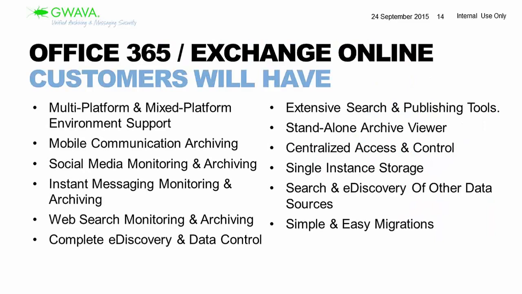Specifically for Office 365 and Exchange, we talked about some of these things already, but you have the multi-platform and mixed platform environment support, the mobile, the social media, the instant messaging, the web search. Some other great things are there's complete e-discovery that's included in Retain. So you have the ability to place litigation holds, tag messages, export messages, redact and strike out these messages, perform quick and easy searches of the archive. So that's all included with Retain. And I'll touch a little bit more on the search tool in just a moment.